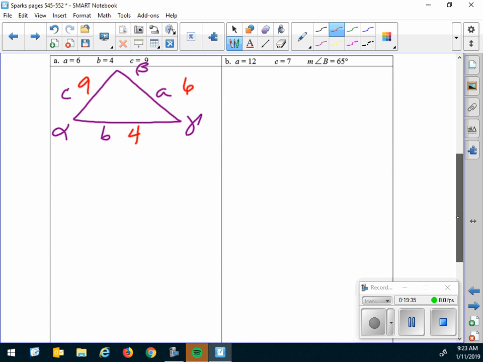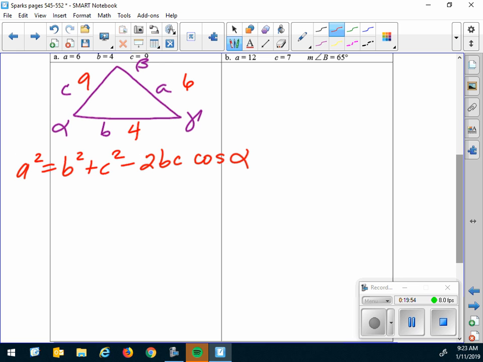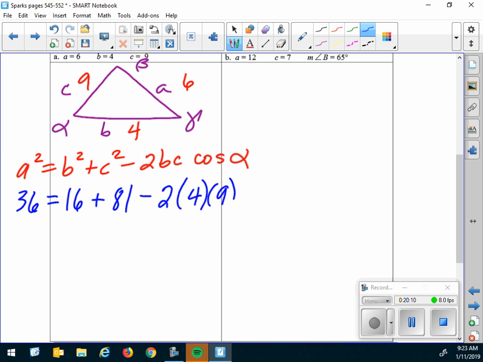So let's write down a squared. Write that one down. A squared equals b squared plus c squared minus 2bc cosine alpha. Alpha, not gamma. Now let's plug in what we know. We know that A is 6, so a squared is 36. We know that b is 4, so b squared is 16. C is 9, so c squared is 81. Minus 2 times 4 times 9 times cosine of alpha.